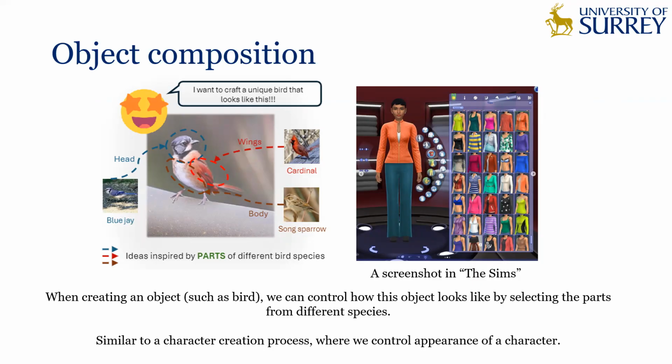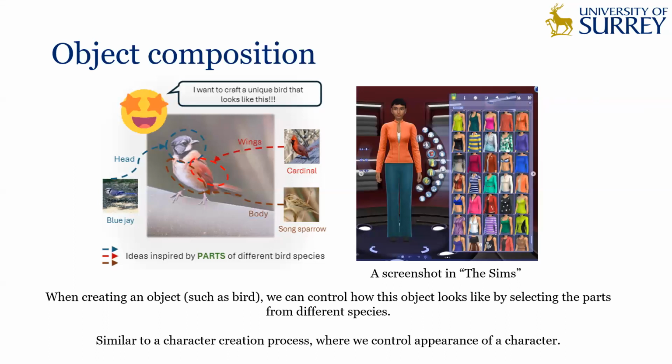In this work, we focus on object composition, which means we focus on how to create a single object with localized controllability. We want to teach diffusion models to understand object-part relation, and we want to teach diffusion models to precisely control part attributes. This means that we want to choose the parts we want when we create an object.